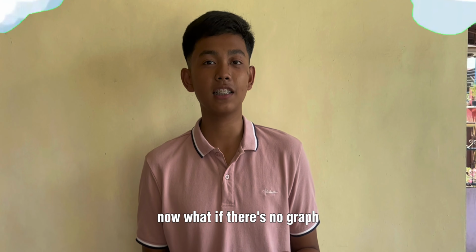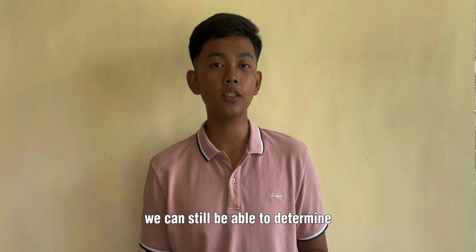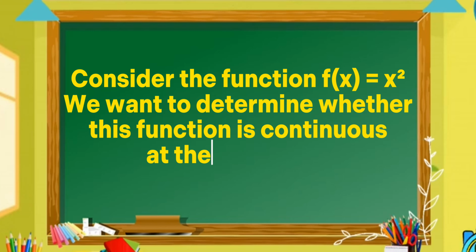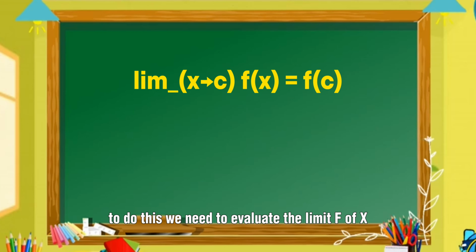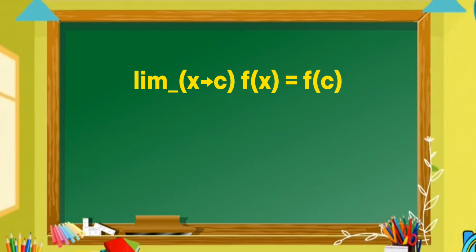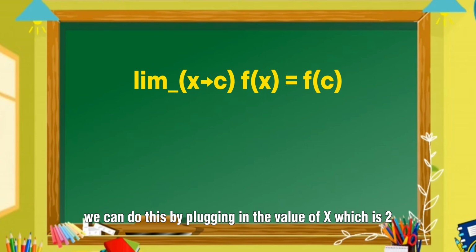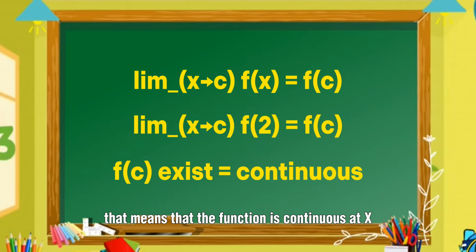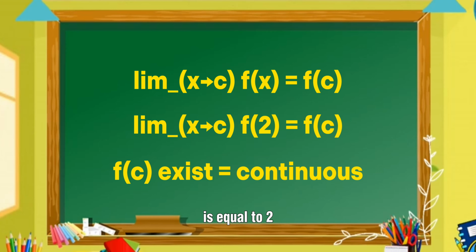Now, what if there's no graph? There's only a function. We can still determine if it is continuous or not. Consider the function f of x is equal to x squared. We want to determine whether this function is continuous at the point x is equal to 2. To do this, we need to evaluate the limit of f of x as x approaches c is equal to f of c. We can do this by plugging in the value of x, which is 2. If a value exists, that means that the function is continuous at x is equal to 2.